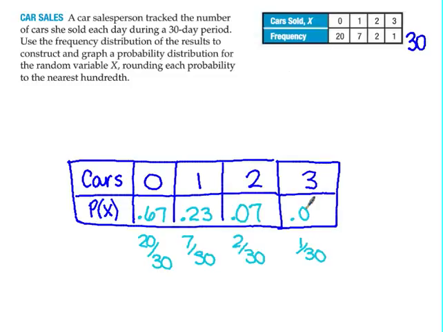Okay, now real quick. It has to be 0.03 because remember my total has to be 1. So I can't have anything bigger than 1. So there you go, that's the probability distribution. Okay, questions? Pretty straightforward.